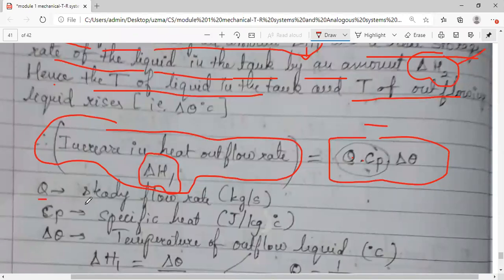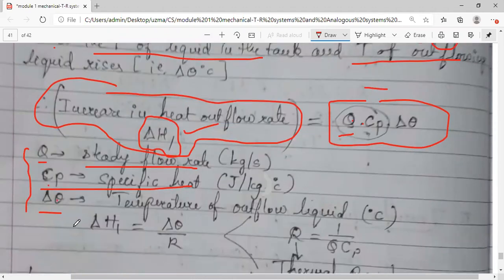What is Q? Steady flow rate, that is Q. Cp is the specific heat and delta theta is the temperature change of the outflow liquid, the increase in temperature of what is going out. So if you take the product of these three, you will get this increase in the heat of the outflow liquid. How much the heat of the outgoing liquid has increased is equal to the product of these three, Q, Cp and delta theta.